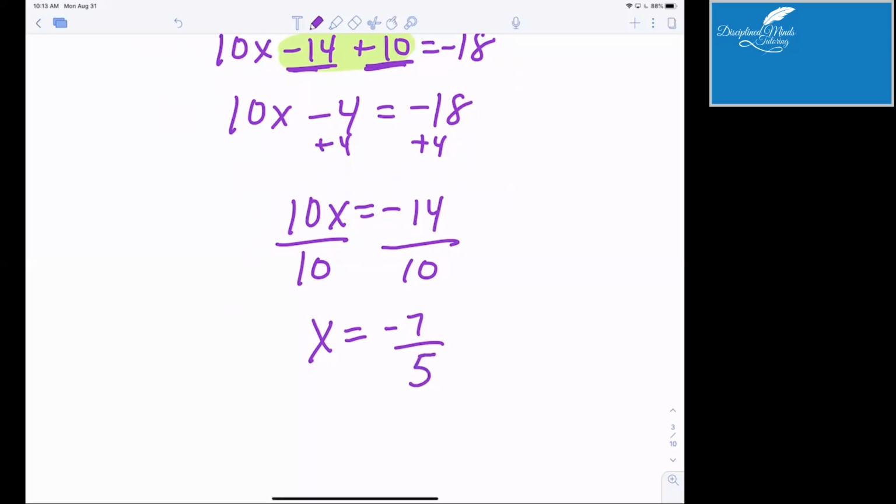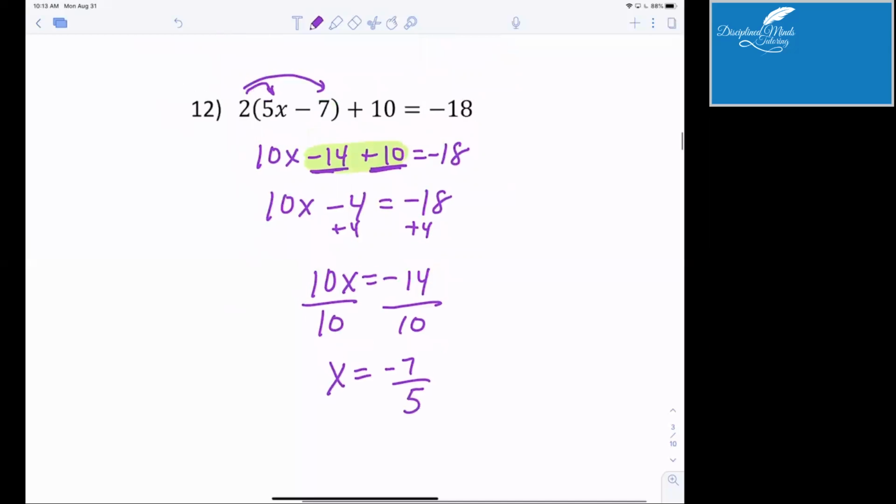We have any issues? Yes, you can subtract 10, divide, you get the same answer. Yeah, for some of you guys who were listening to me last week, you could subtract 10, divide by 2, add 7, divide by 5. Same answer.